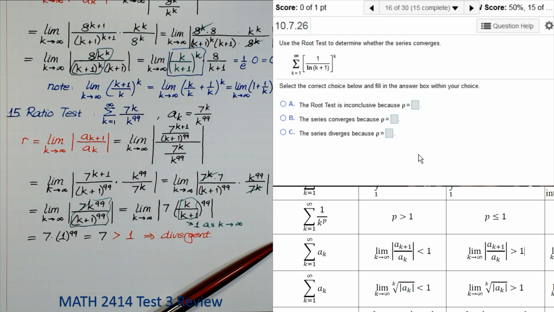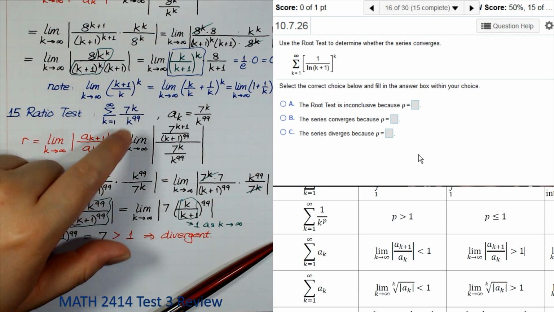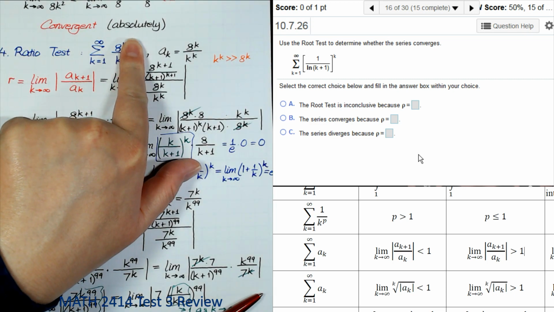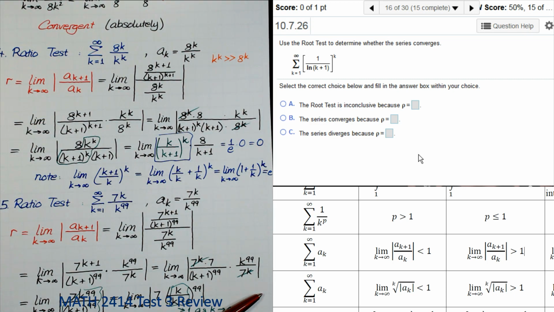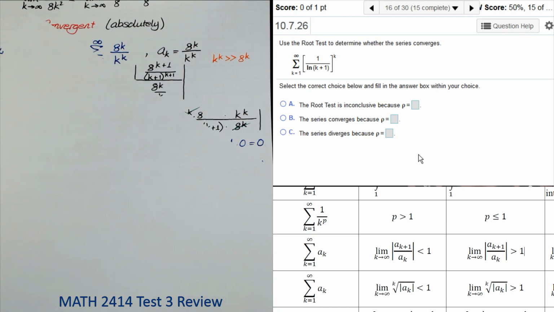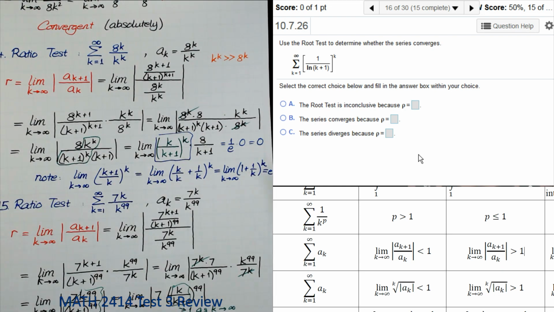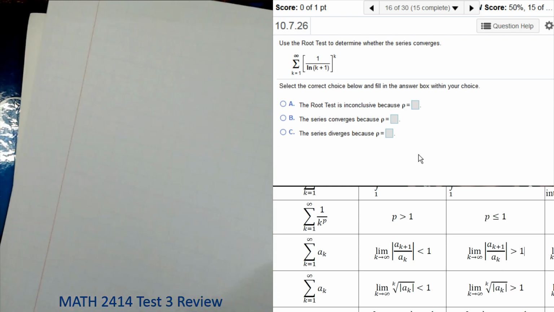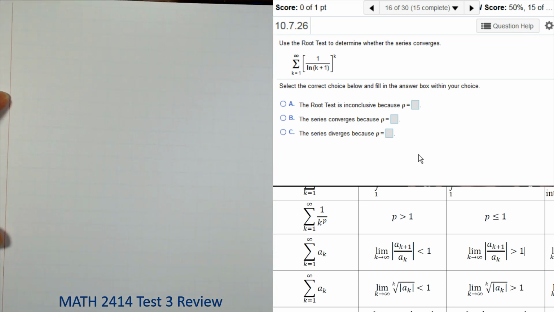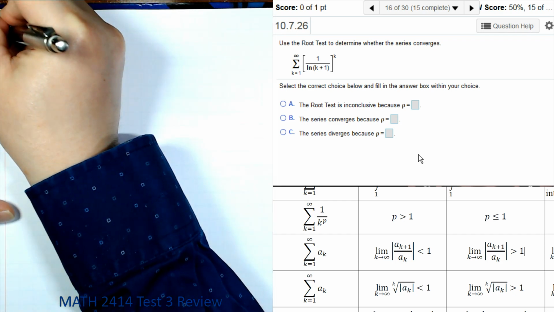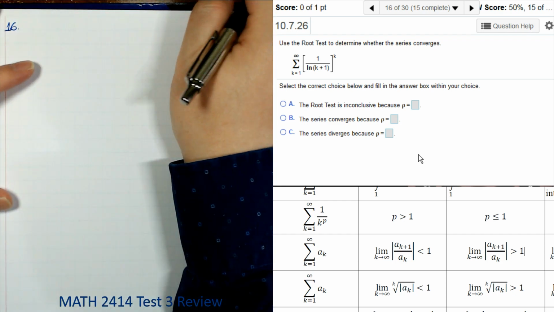Right. Like I said, the next one, obviously, because we have the whole thing raised to the k power, is definitely the root test. We can also use the root test on this problem, and definitely we can use the root test for this problem. If we take the root, right, we'll get back to that in a minute. After we do the 16, then we'll go back to 14. This is 16. This is the root test.